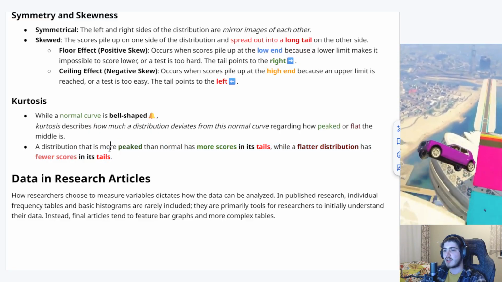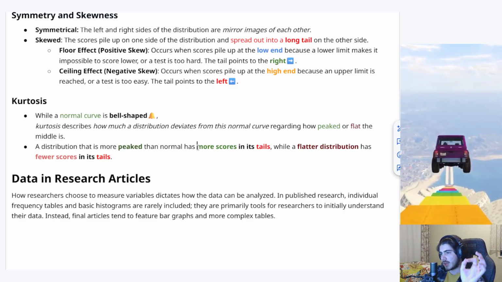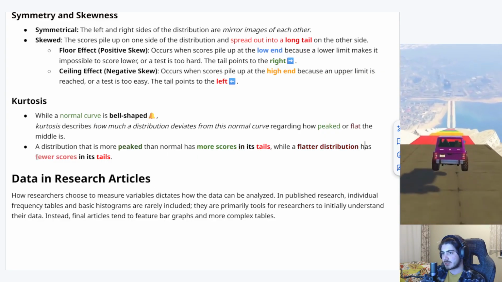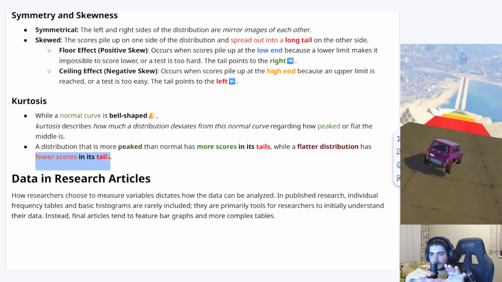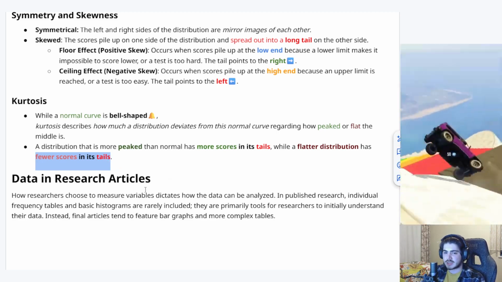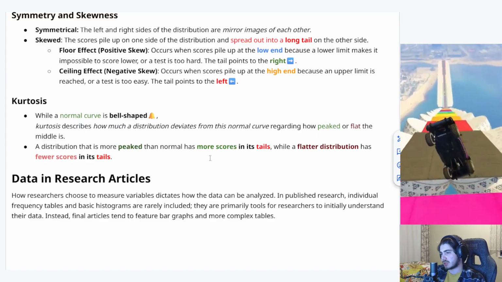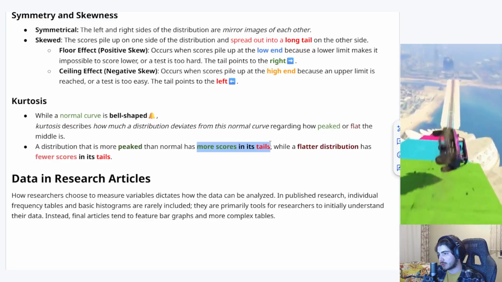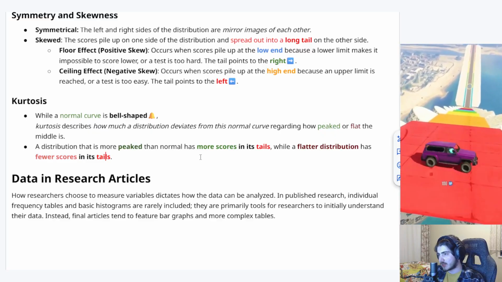The peakedness is not really important. It's just a side effect of the fact that there are more scores in the tails. Well, a flatter distribution has fewer scores in the tails. Because there are fewer scores in the tails, it's more rounded out, I guess. The tails are not that important, I guess. I don't really understand. The thing you need to know is if there are more scores in the tails, it gets more peaked. If there are fewer scores in the tails, it gets flatter.